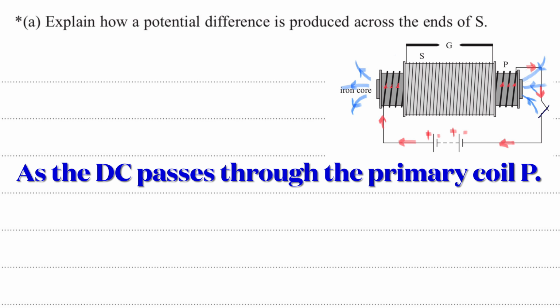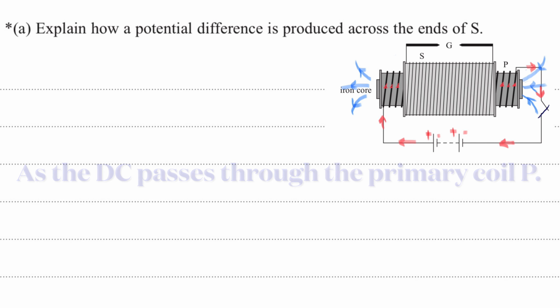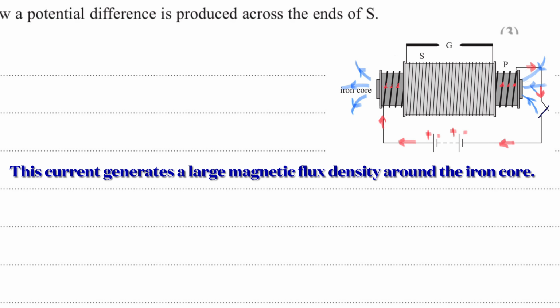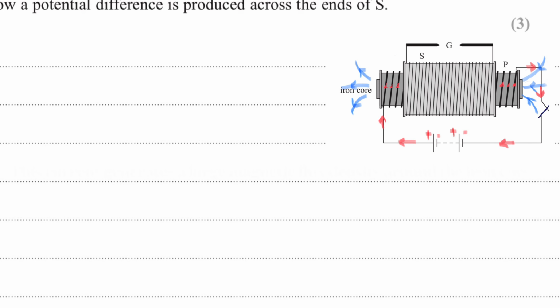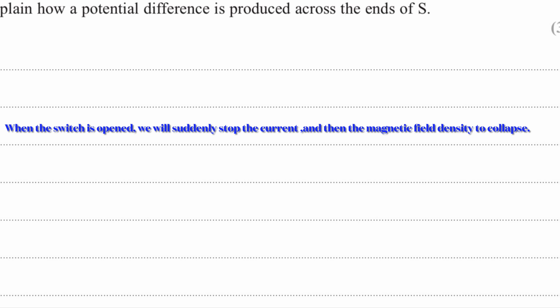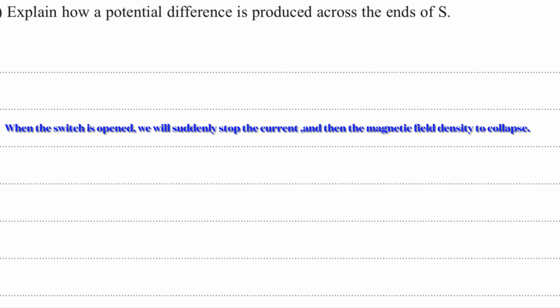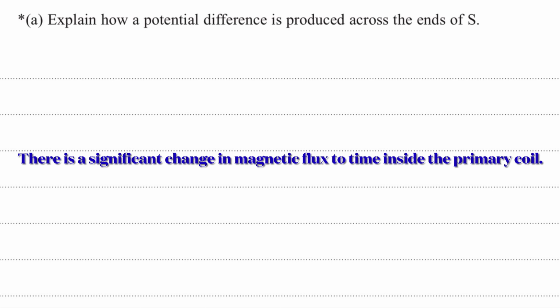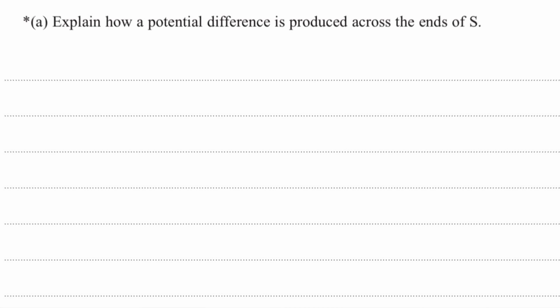As the DC passes through the primary coil P, this current generates a larger magnetic flux density around the iron core. When the switch is opened, we suddenly stop the current, and then the magnetic flux density collapses. There is a significant change in magnetic flux with time inside the primary coil.